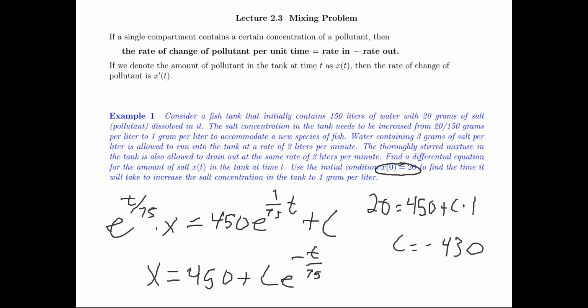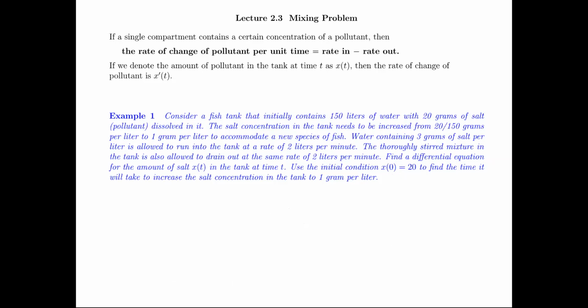Okay. Well, what does that do? That gives us the equation: x is equal to 450 minus 430 e to the negative t over 75. And that's our solution to the differential equation. Unfortunately, that's not quite the end of the problem because the question asks us to do a little bit more than that.